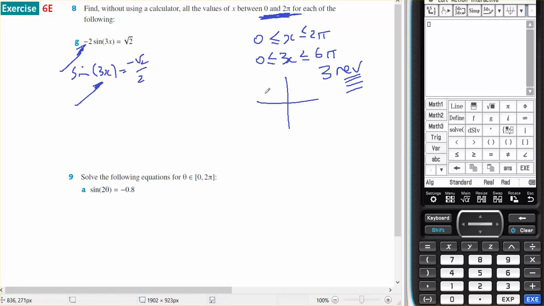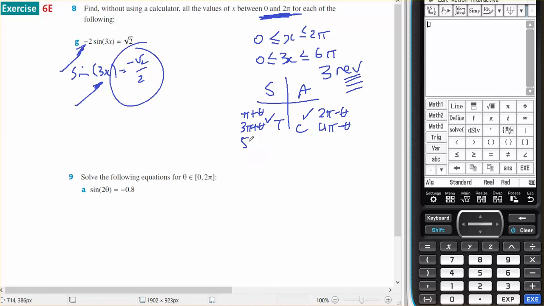Okay. Where do I find sine negative? Down here and down here. All Stations, so that's where they're positive. All Stations to Collingwood. So in the first quadrant it's going to be pi plus theta, 2 pi minus theta, 3 pi plus theta, 4 pi minus theta, 5 pi plus theta, 6 pi minus theta. And looking at the value root 2 on 2 in the first quadrant, theta equals pi on 4.